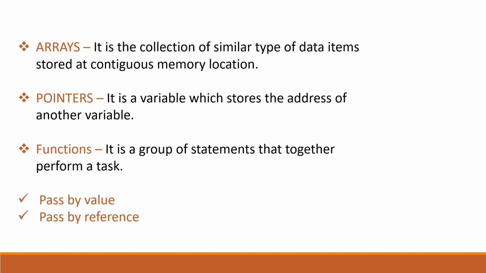Then we are moving on to the array. It is basically a collection of the same type of data items stored in contiguous memory locations, and it is denoted using square brackets. Pointers: a pointer is basically a variable which can store the address of another variable, using the ampersand and so on. Functions are the user defined functions which are used to perform a task other than the main function. They can be passed by value or by reference.